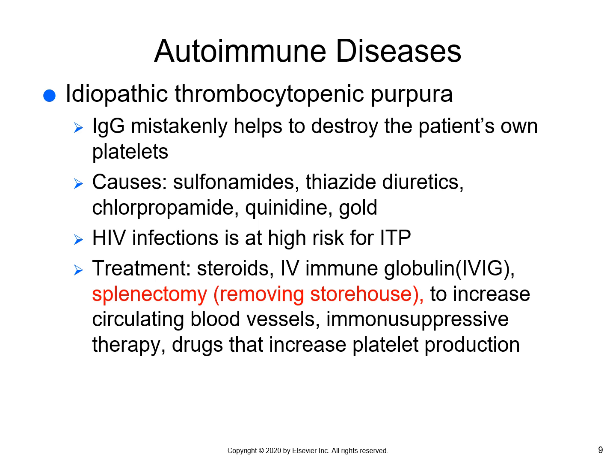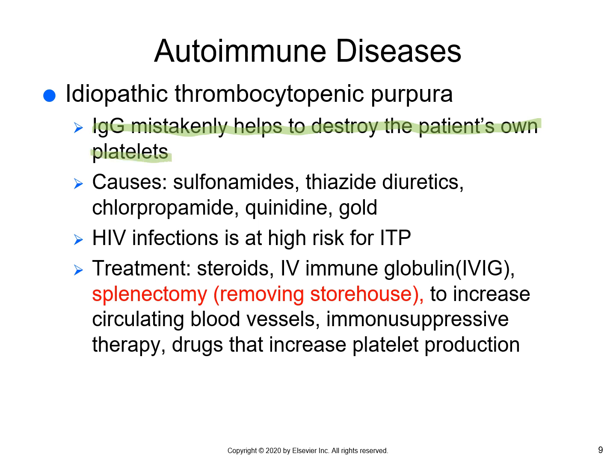Idiopathic thrombocytopenic purpura is when the immunoglobulin G mistakenly helps to destroy the patient's own platelets. That's why it's called thrombocytopenic purpura. Okay, here, let me highlight it. The immunoglobulin IgG mistakenly helps to destroy the patient's own platelets.